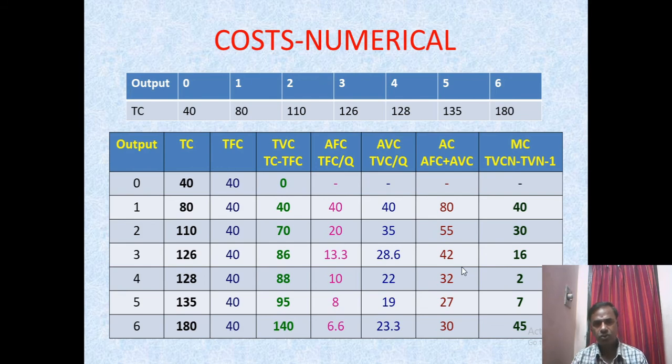So from this schedule, if the TC is given, then you can calculate all the types of cost curves, right? So from this schedule itself, we can find the shape of all the cost curves, right? TC and TVC are increasing, S-shaped. TFC is constant. AFC falls. AVC is U-shaped. AC also U-shaped. MC also U-shaped.